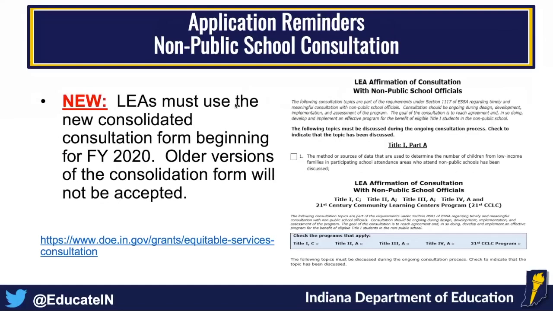Okay, we have a few reminders as you are preparing to submit your 2020 application. The first one is in regards to non-public school consultation. LEAs must use the new consolidated consultation form beginning for the 2020 application. There is a link here that provides you with those forms. There is one form for the Title I Part A, and then there is a separate form that addresses the other title grants. The second form that is shown on the screen here is the form that will take the place of the non-public information pages in the Title II application.